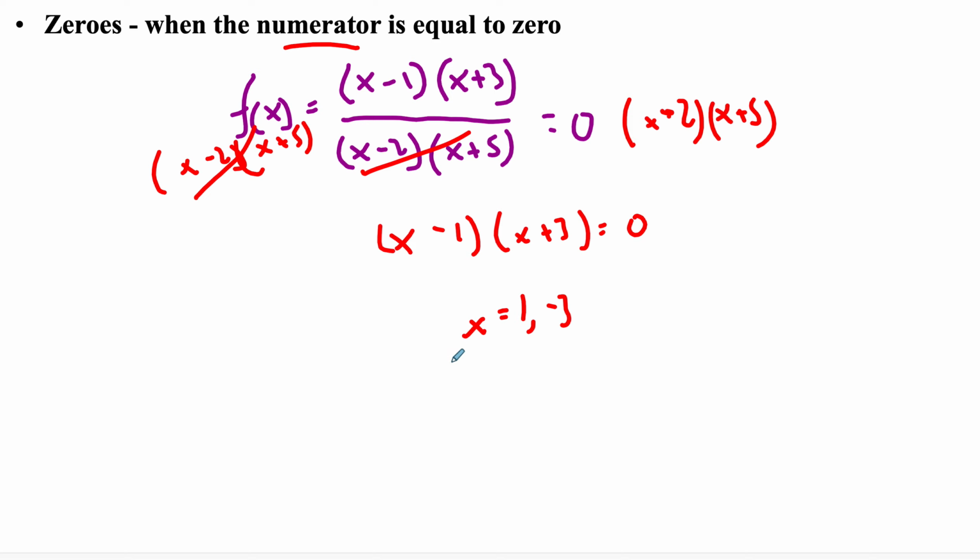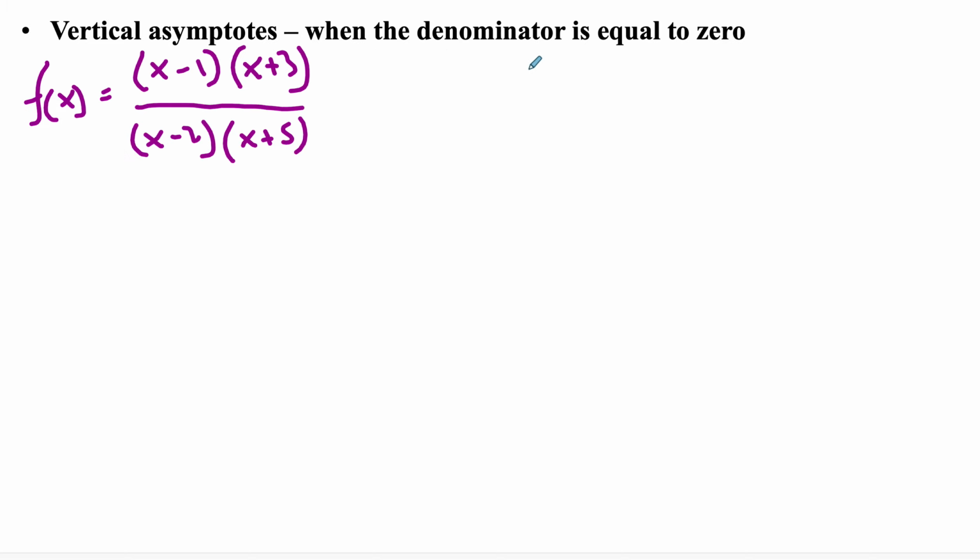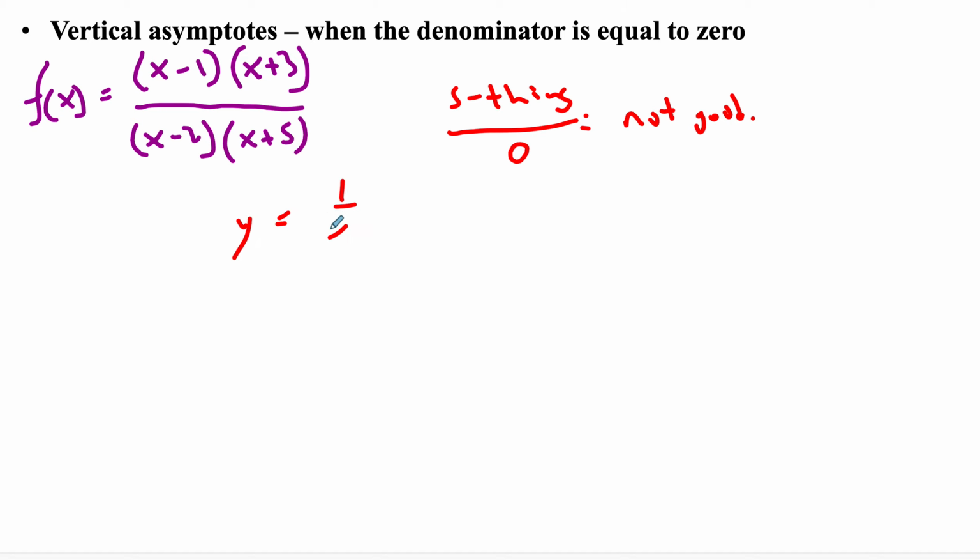That'd be it. The vertical asymptotes are when the denominator is equal to 0, because as we know, something divided by 0 equals not good. And these end up displaying what is called asymptotic behavior. Now if we think about y equals 1 over x, that's one of our simpler rational functions. The denominator there is equal to 0 at x equals 0, which is why we end up with this asymptotic behavior of that graph, such that the line x equals 0 would be a vertical asymptote.